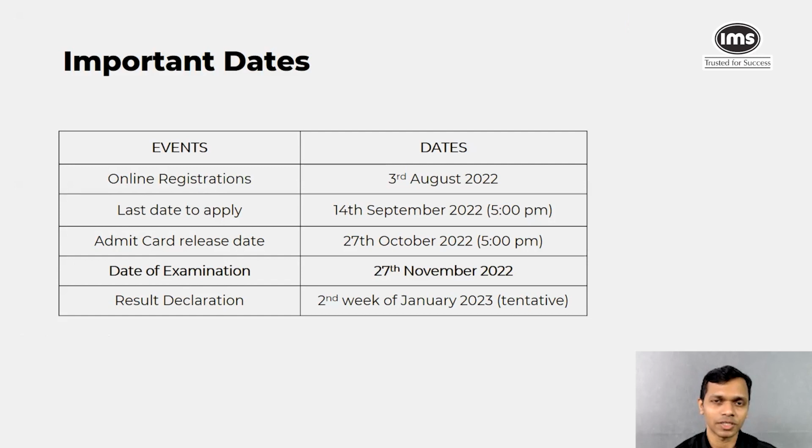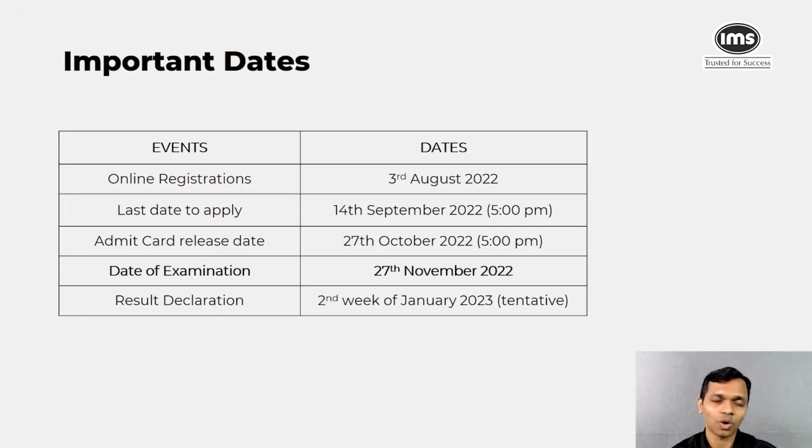The registration had just started. So it started on the 3rd of August, and it is going to continue till 14th September up to 5 p.m. Of course, don't wait for the last day and make sure that you submit your CAT form well within the stipulated time. In terms of admit card release, it is going to happen on the 27th October, which is a month prior to the actual CAT date, which is 27 November. And the result, as it has always been the case, will be released in second week of Jan. It's tentative, but that is how it has been. So you can expect the same pattern to follow.